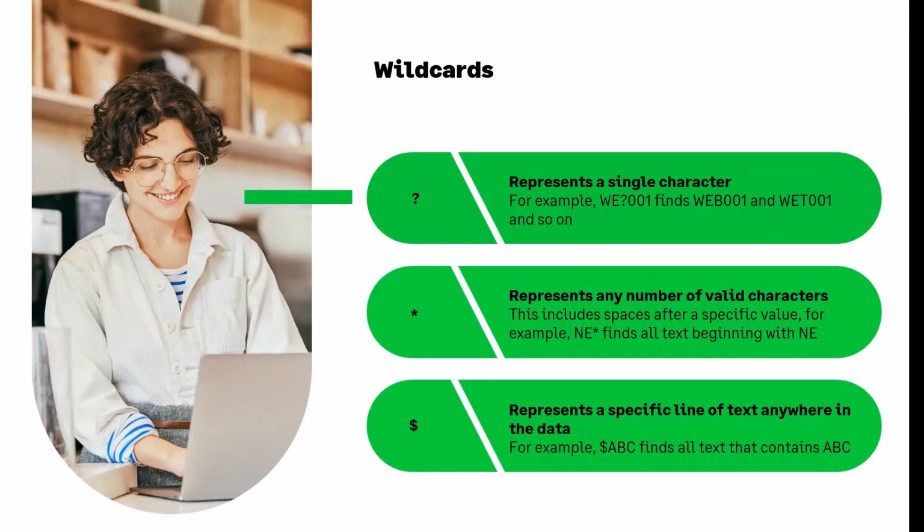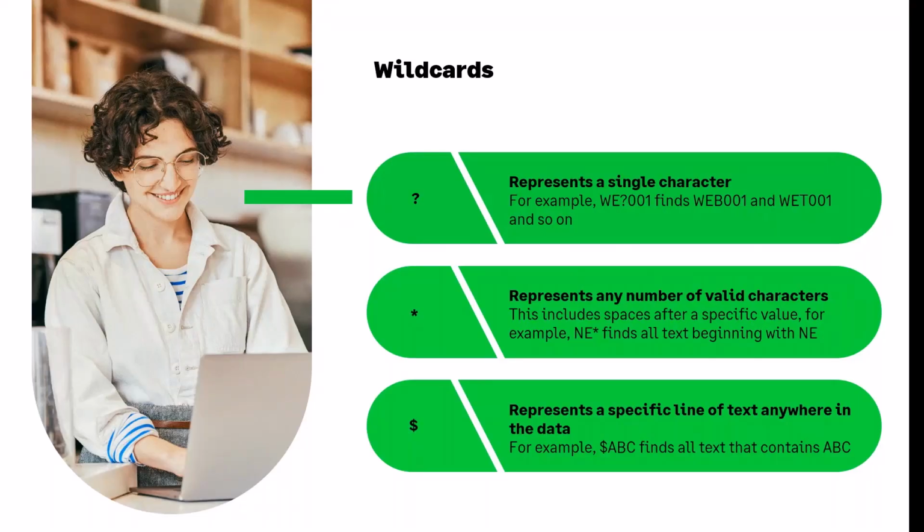Whereas if I use the asterisk, it would look for any number of valid characters. So if we go back to that first example where it began WE, and then we typed in an asterisk, and that's what we're searching for, it would look for all account references that begin WE, and then any number of characters after that. And it would find the relevant ones. So asterisk is probably the most commonly used wildcard. It's generally the one that makes sense. Useful in a number of different scenarios.